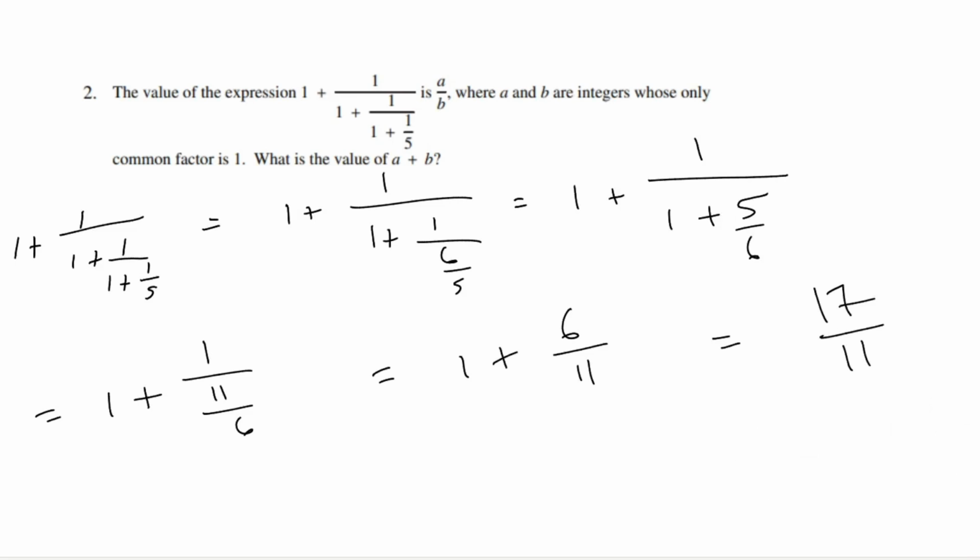Alright, now that we got 17 over 11, what we have to do now is find our a and our b. This right here is going to be my a, and this is going to be my b. Since we know that, we just add them together. Therefore, a plus b is going to be equal to 17 plus 11, and that's going to give us an answer of 28, which is the answer to this problem.